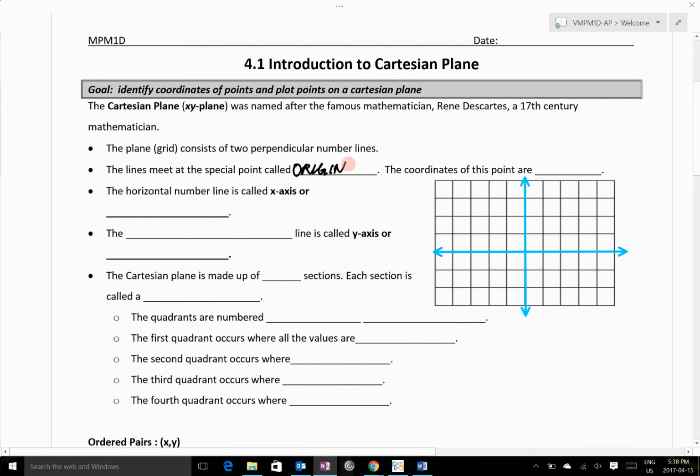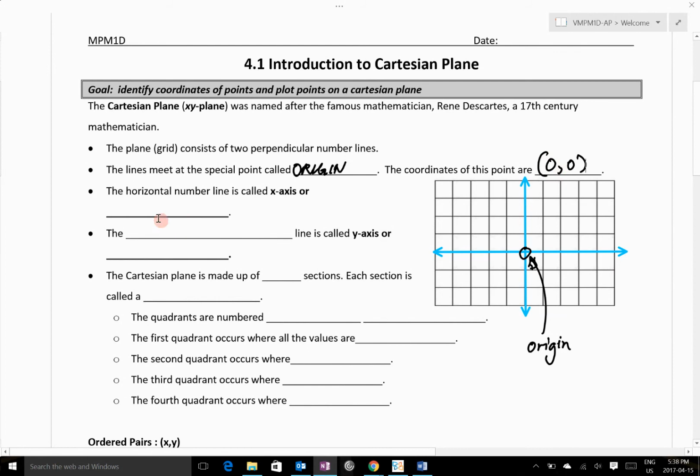On my diagram here, the origin would be right here in the center. So I'm just going to quickly label this origin. The coordinates of this origin point, we define this as a coordinate system, and this coordinate system is giving this point (0, 0).